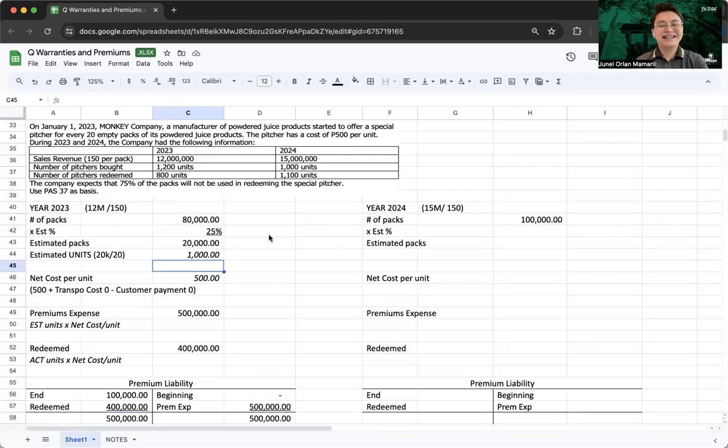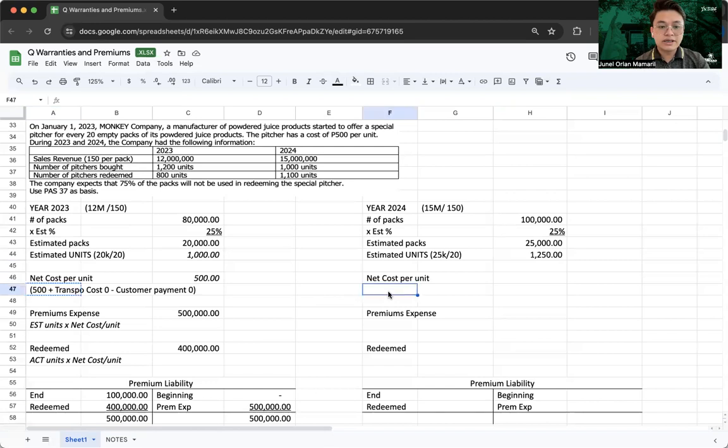Okay. Ayan. So tingnan naman natin itong estimated percentage natin for year 2024. Once again, 75% yung hindi magagamit. So ang estimate natin na magagamit na maklaim ay 25%. Our estimated number of packs would be 25,000. And our estimated units, once again, is yung ating estimated pack of 25,000 divided by 20 empty packs per unit of giveaway. Okay, so that's 1,250.